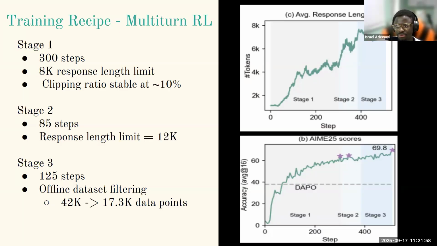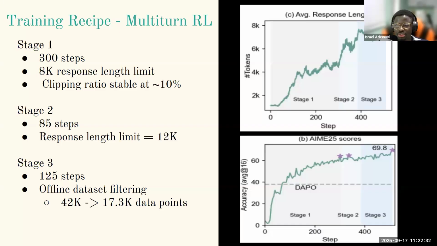Stage 3 ran for another 125,000 steps, and again you would observe a slight increase in reasoning length as well. In stage 1 the average was about 0 to 4K, then stage 2 was 4K to 6K, then stage 3 was 6K to 8K. They also observed a steady increase in evaluation scores across all of the steps, across all of the stages.